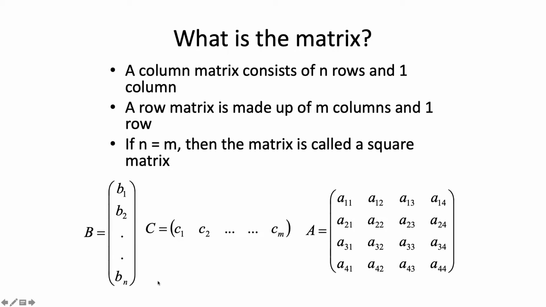If a matrix has only one column but n rows, it is called a column matrix. If a matrix has only one row and m columns, it is called a row matrix. If there are an equal number of rows and columns, the matrix is called a square matrix.